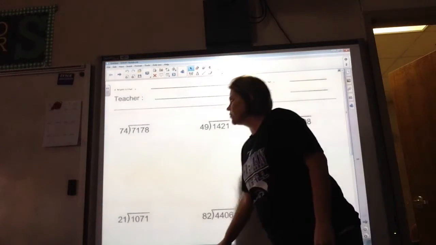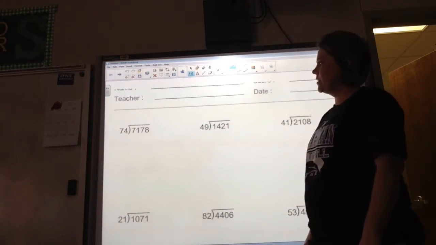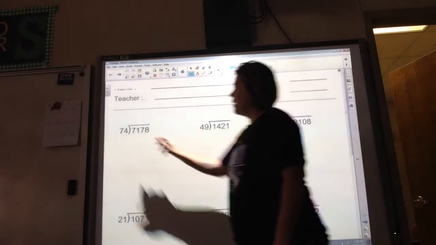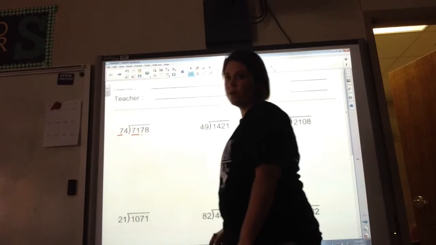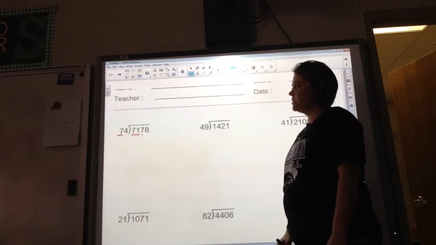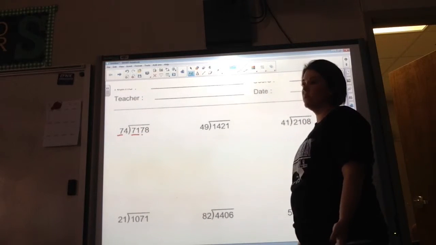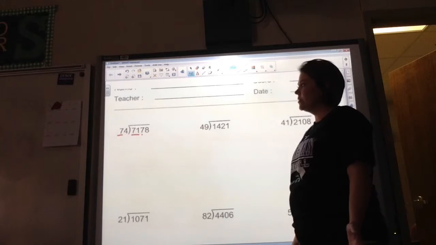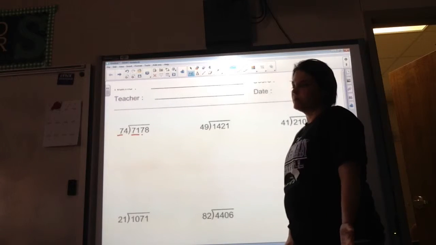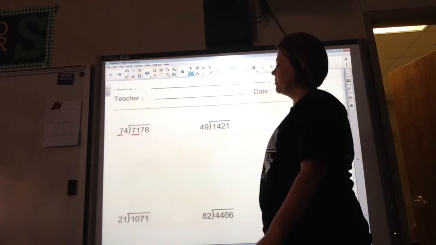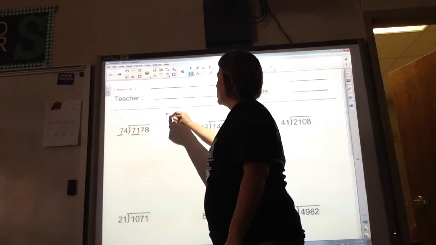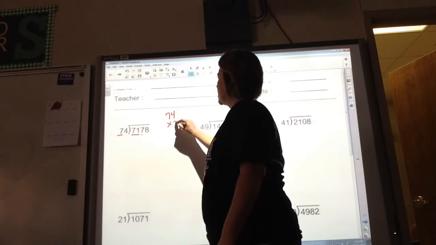Okay, we have our first problem, 7,178 divided by 74. I want to underline the 7, underline the 71, put a dot under the 7. Now I'm going to ask myself, how many times can 7 go into 71? 7 can go into 71 10 times, but I can't put a 10 up there, so I'm going to use the 9 rule. That means I'm going to multiply 74 times 9.